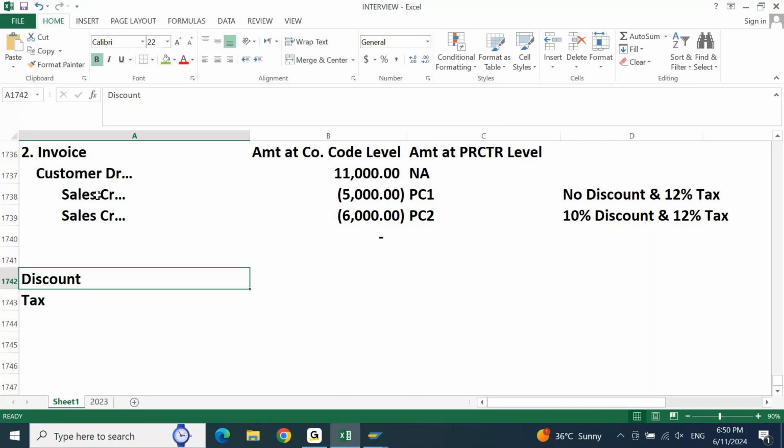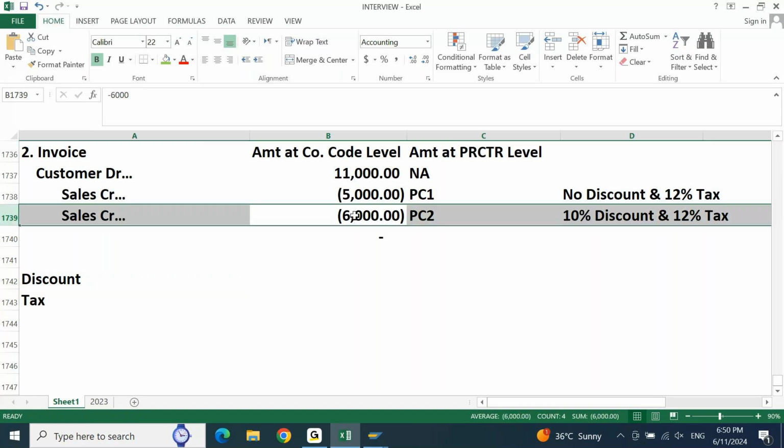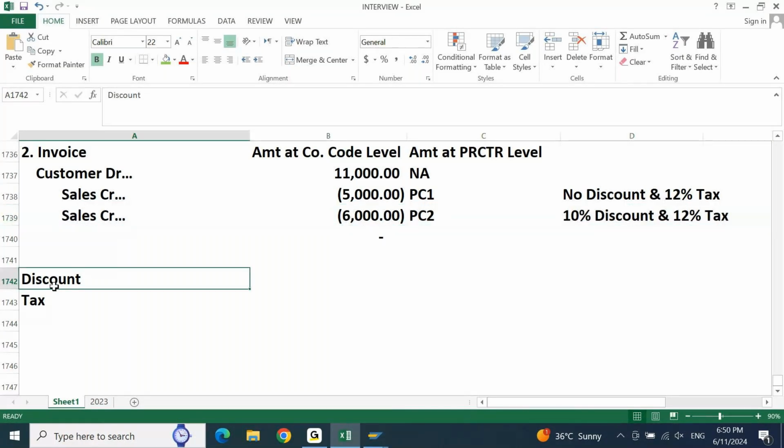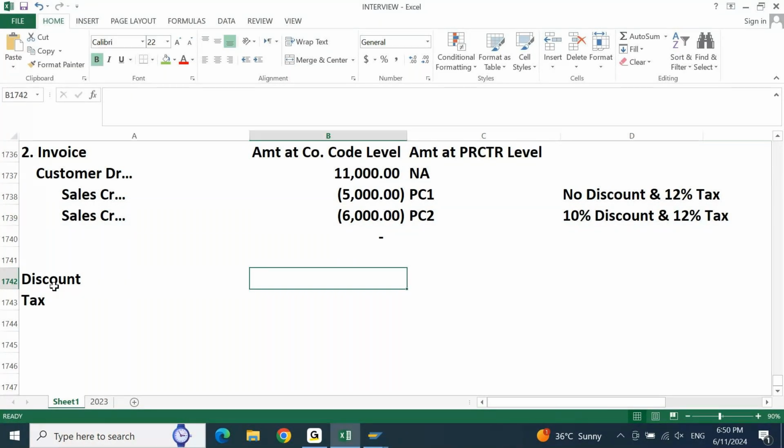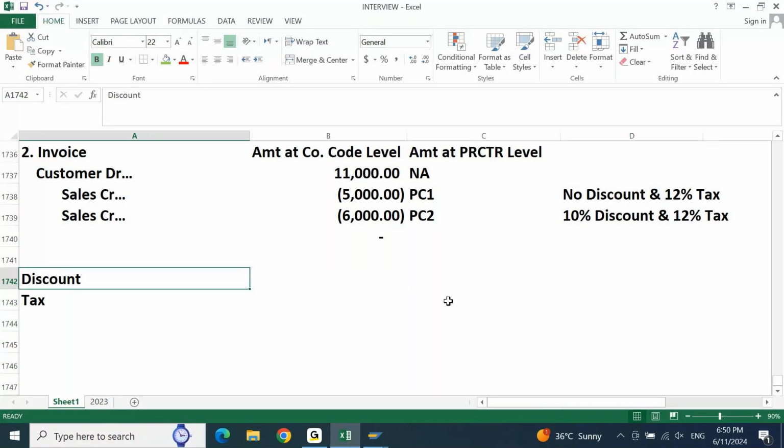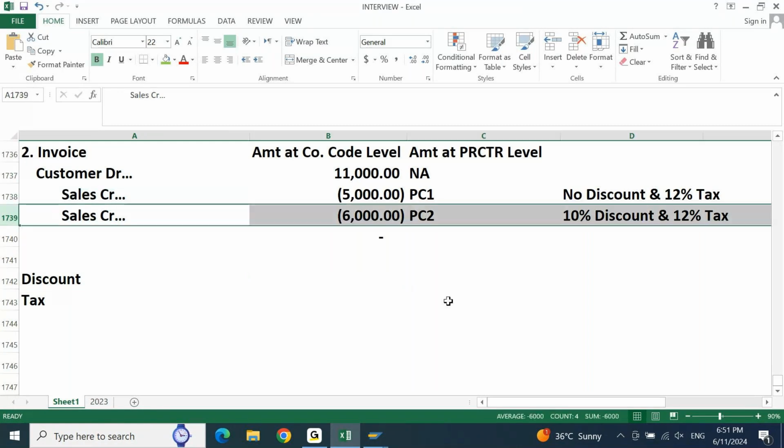In this example, if the discount is on the second line item, while posting the payment entry, discount should go to which profit center? PC1 or PC2? PC2. It should go to PC2 because discount is coming from this line item. What will be the discount amount? 10%. It will be 600.